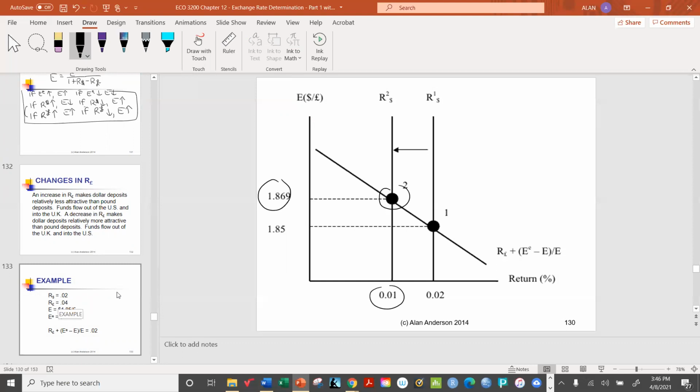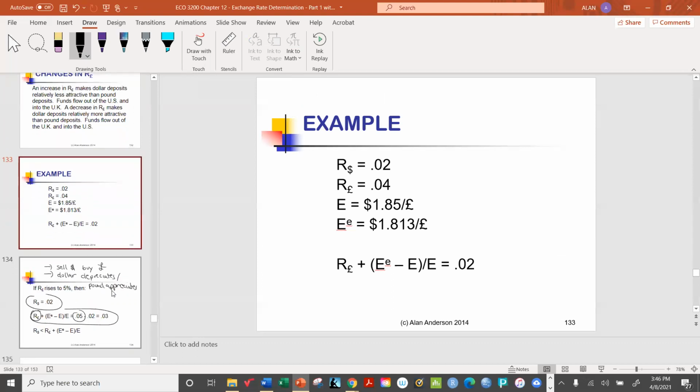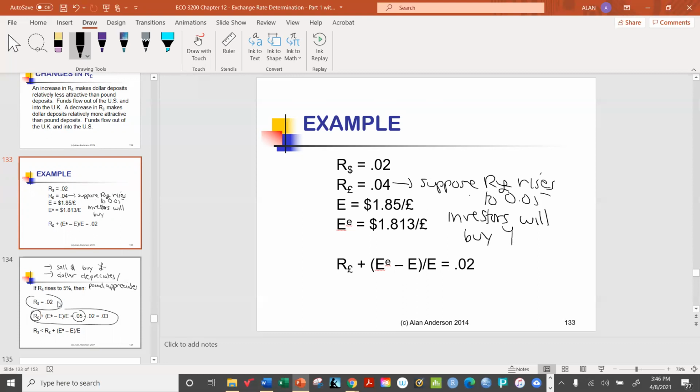So imagine we go back to our original data, and all of a sudden, the UK rate of interest jumps up to 5%. Starting from here, suppose the UK rate rises to 5% or 0.05. What happens as a result? Well, we can predict in advance that the dollar will get weaker and the pound will get stronger because investors will buy pounds and sell dollars, and the dollar will depreciate.